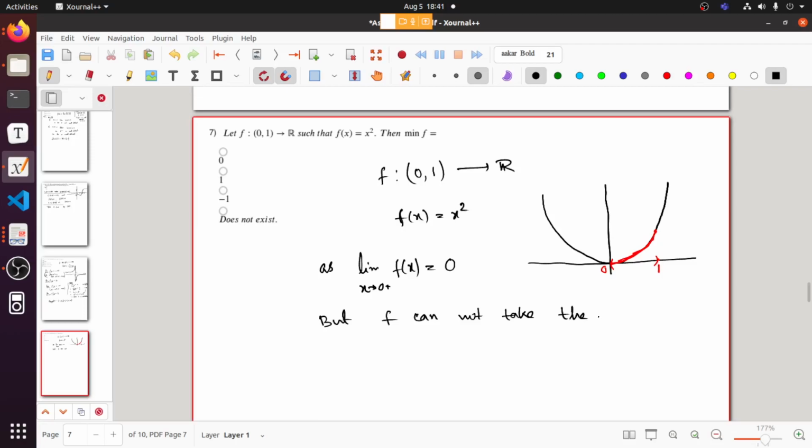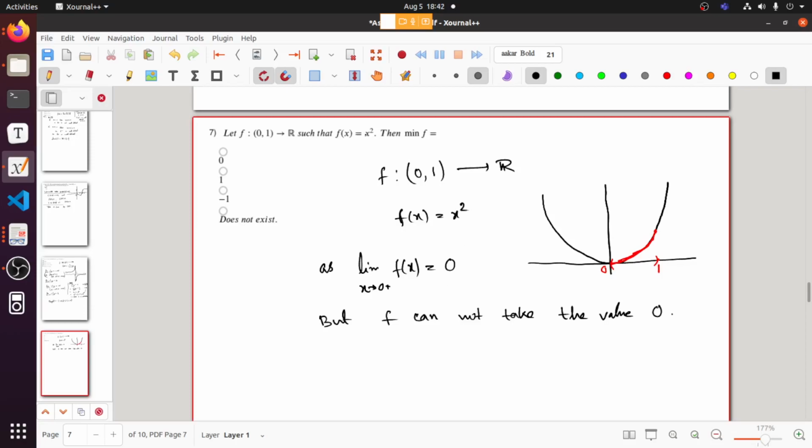Take the value 0, right? Whatever, because if 0 is not there, you can go as small as you want, right? But 0 will never be attained, so for f the minimum will not exist, right? So this is the one property.